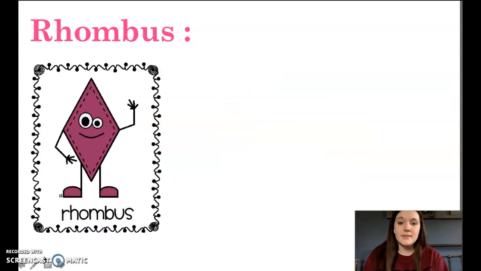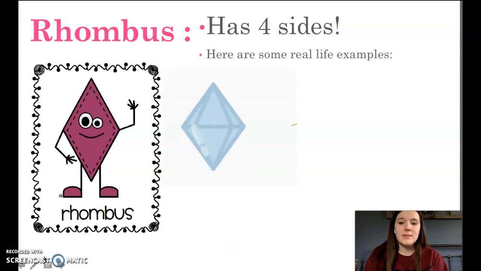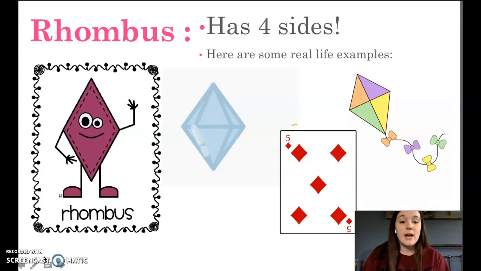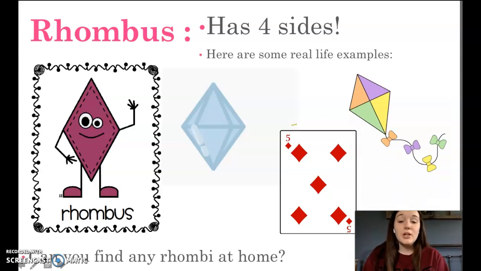Next is a rhombus. A rhombus has four sides, and here are some examples, like diamonds, or on playing cards, like a deck of cards, you might see little rhombi on it. And a kite. Can you find any rhombi at home? It might be tricky. This is a tricky shape.